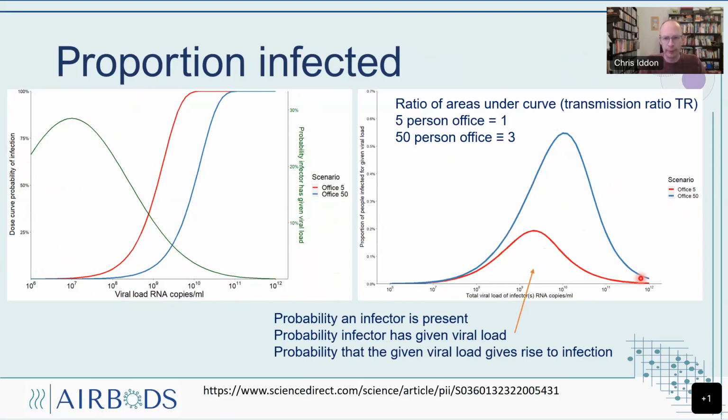So given a single population, either split into 5-person offices or 50-person offices, you would get a greater number of transmission events in the 50-person offices than in the 5-person offices. We don't know the absolute values because there are some uncertainties and some assumptions that we have to make, but you can read more details about that in our paper.